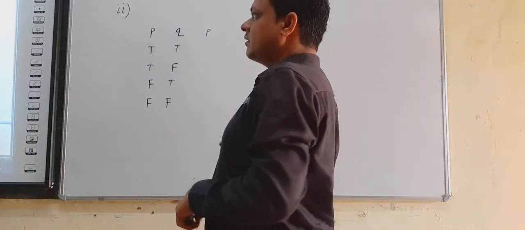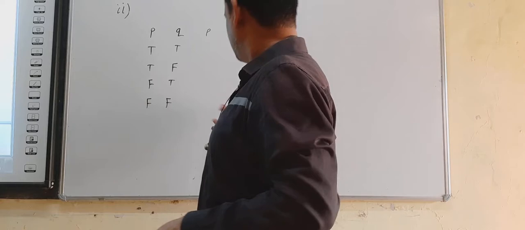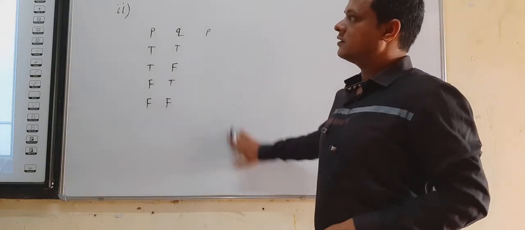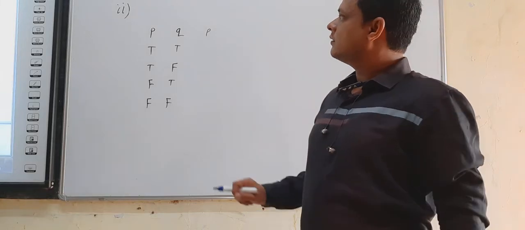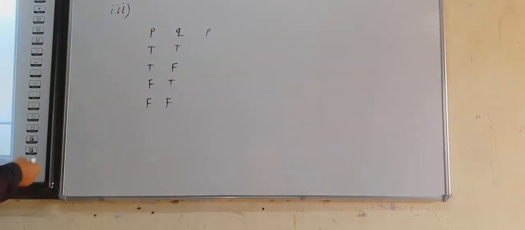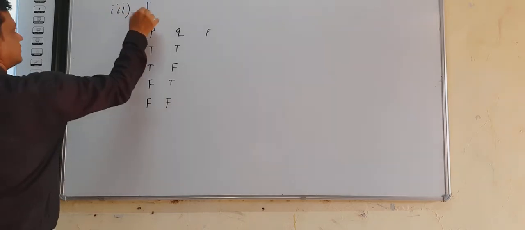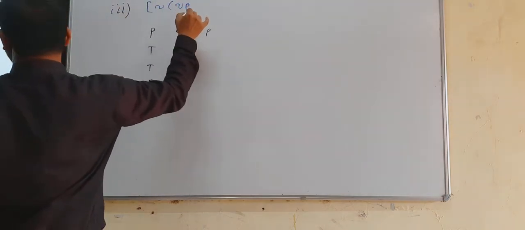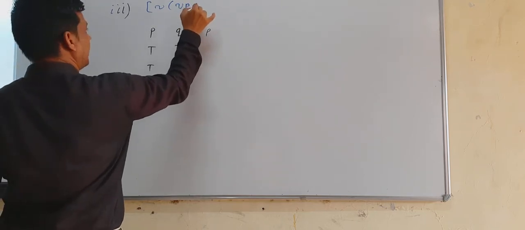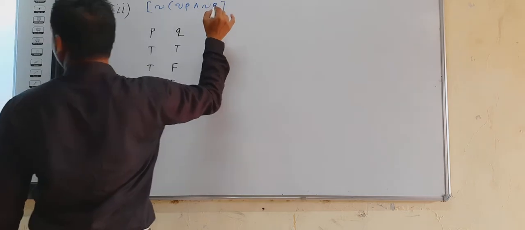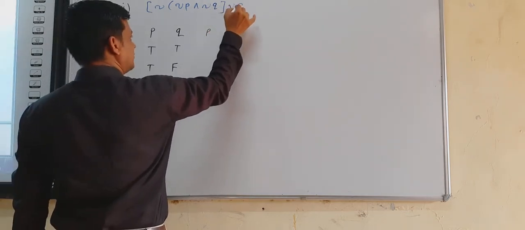Now we consider the third example. Two examples we discussed in yesterday's topic. Now see example number three: negation of P and negation of Q, or Q.